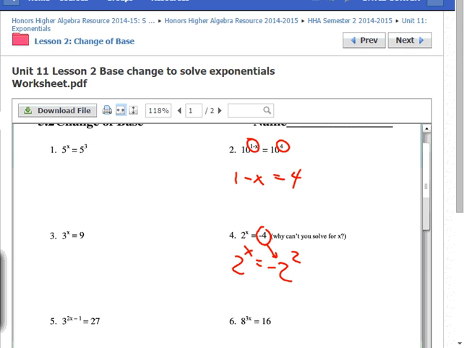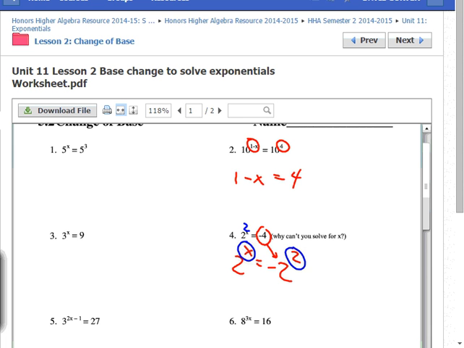So now, if the bases are the same, are the bases truly the same? No. Okay. But if the bases aren't the same, then I can't solve. So it says, why can't you solve for x? Well, you might have thought you had it with 2, like x equals 2, right? But it doesn't work. When you put the 2 back in, 2 squared isn't negative 4, is it?